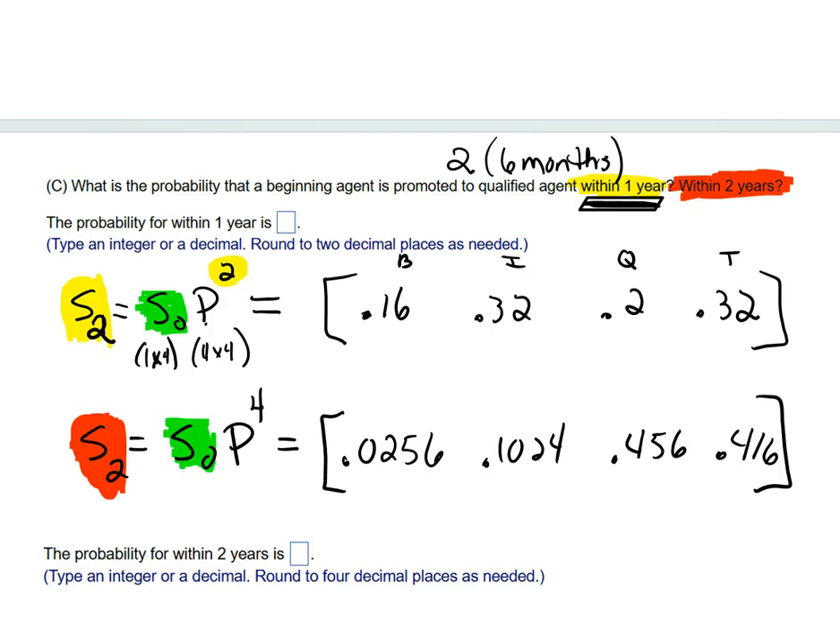And they want to know what's the probability that a beginning agent is promoted to a qualified agent. And my qualified agent is right here. And so I got exactly 0.2. Now they said round to 2 decimal places as needed, but it wasn't needed. Just type in 0.2 there.